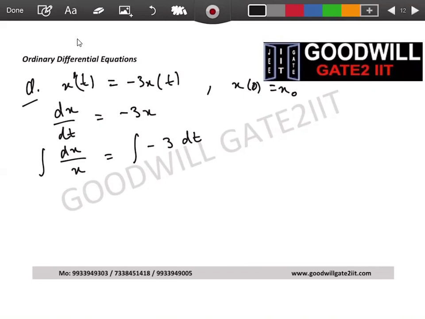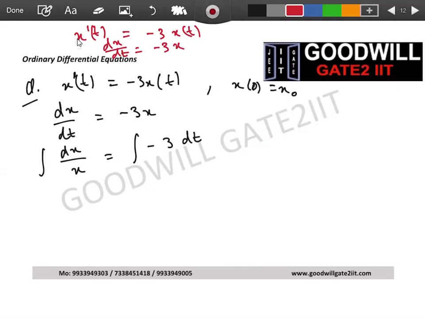Okay, so I've got many guess responses in the chat box. Yeah, sure, I'll just tell you again. The question is given to us as x dash t is equal to minus 3x of function t. So simply writing x dash as dx by dt, which is equal to minus 3x.